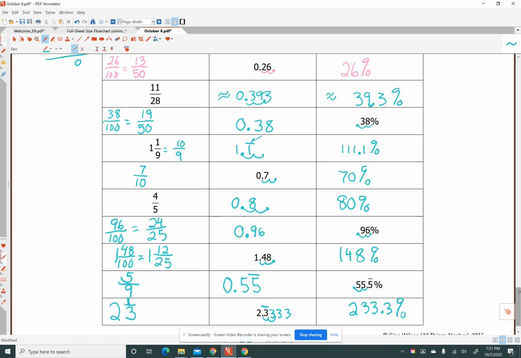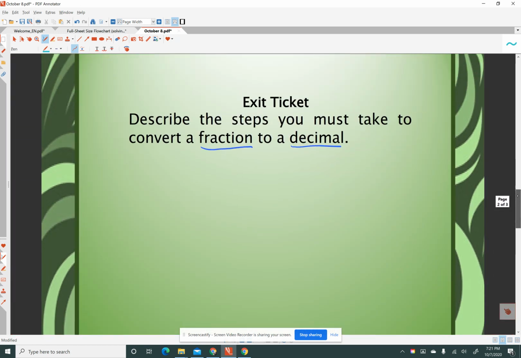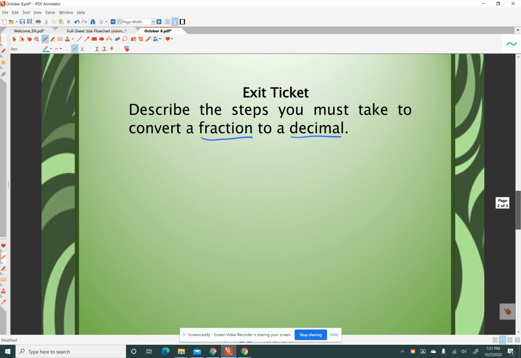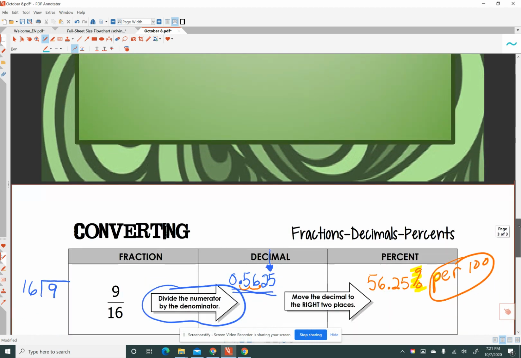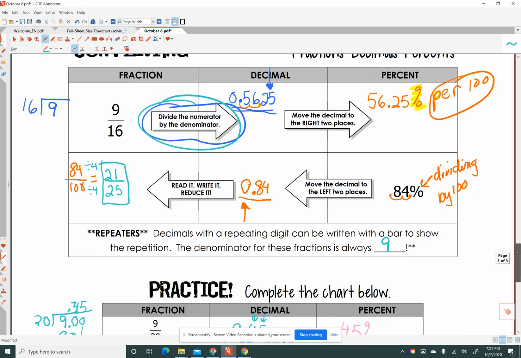So we want to convert a fraction to a decimal. We divide the numerator by the denominator, and that's the answer to our exit ticket.